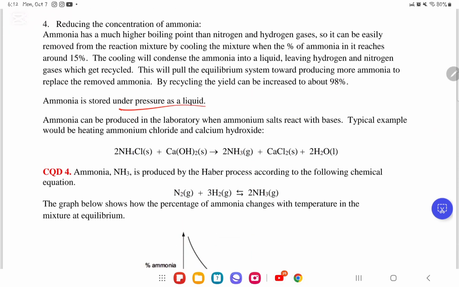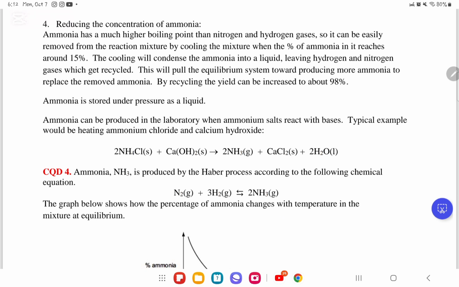Ammonia can be produced in the laboratory when ammonium salts react with bases. Typical examples would be heating ammonium chloride and calcium hydroxide. So this is ammonium chloride solid, and we will heat it with calcium hydroxide solid. It will produce what? It will produce ammonia gas, and it will produce our solid, which is calcium chloride, CaCl2, and a liquid, which is water.